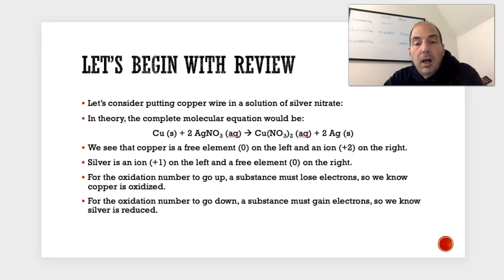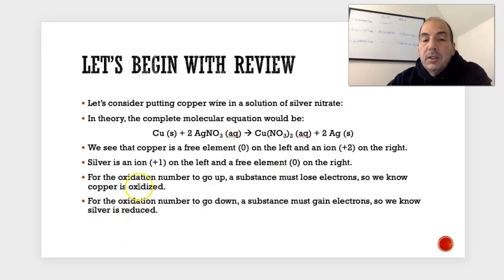Okay. When we look at this reaction, we see that this is a free element, so we know its oxidation number is 0. We know this is an ionic compound, and since there's 2 nitrates, that means this is +2. So copper is going from 0 to +2. On the other side, we had started with silver nitrate over here, so if nitrate's -1, silver is +1. But over here, it's a free element, it's 0. So silver is going from +1 to 0.